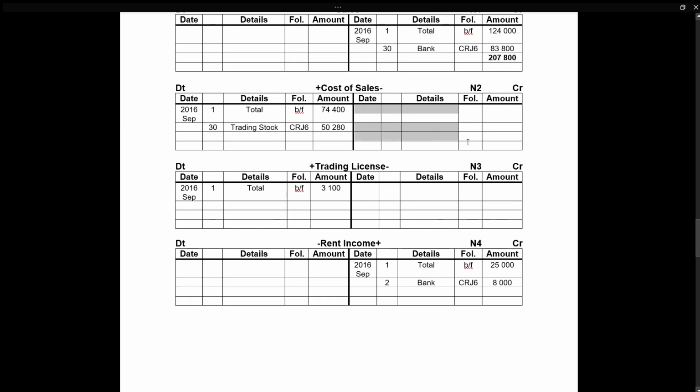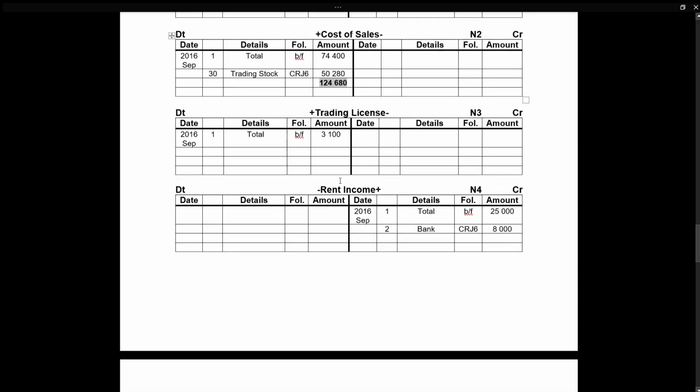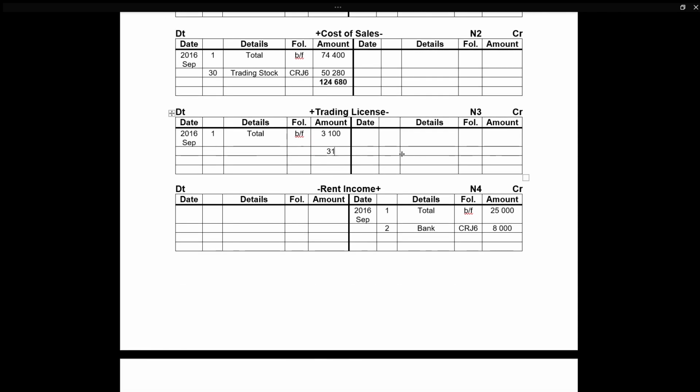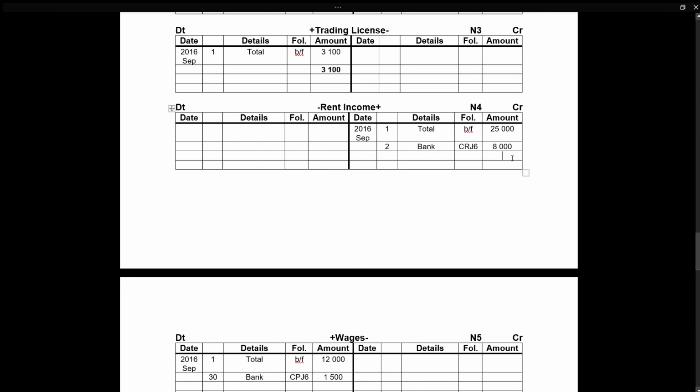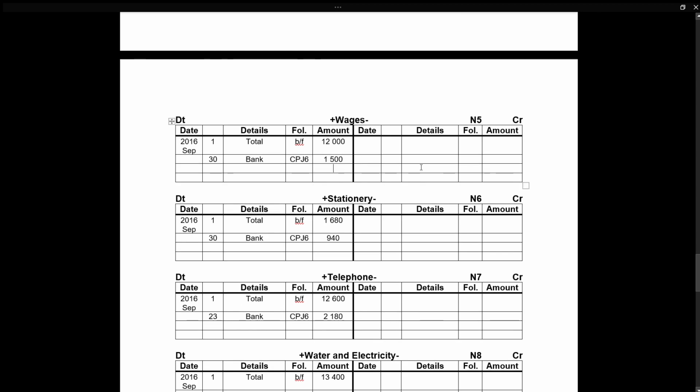Cost of sales, my credit side's empty, therefore we are allowed to only total it. You should get 124,680 Rand. Done. Trading stock, one side's empty, therefore just total, we are done. Right, rent income, one side is empty, therefore just total and you are done. Right, same with wages.